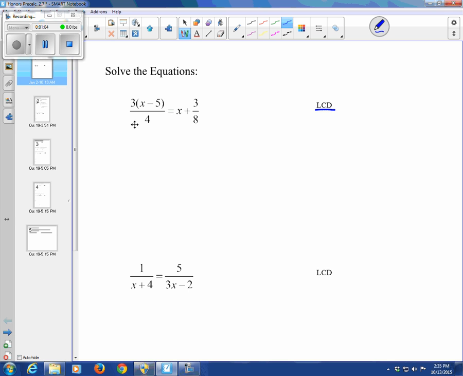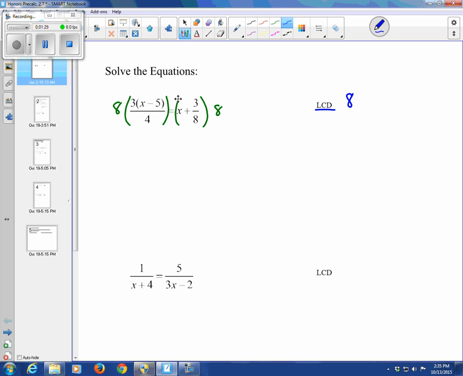So right here we've got denominators of 4 and 8, and we would say that the least common denominator would be 8. Since right here, obviously, 8 is going to be a factor of 8, and 4 is going to be a factor of 8. So 8 is the smallest number that has 8 and 4 as factors. Now, when we multiply by that 8 on both sides, what we're going to see is our denominators canceling out.